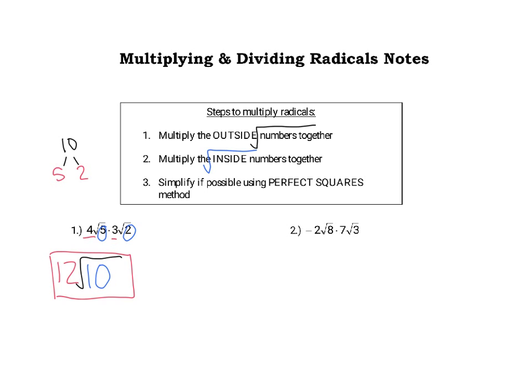Number 2. Ooh, there's a negative. No worries, it still works out the same. Underlining what's on the outside, I'm going to multiply those first, so negative 2 times 7, negative 14. Square root. Now, the square root is going to be 8 times 3, which is 24. All right. Now, 24. Can we break that down? Can we simplify that radical?